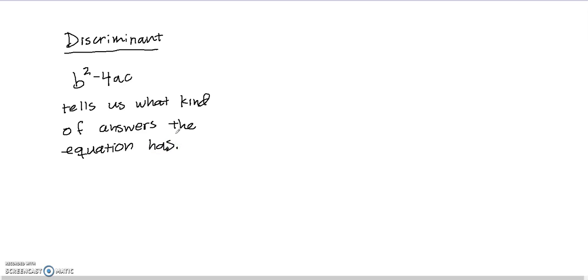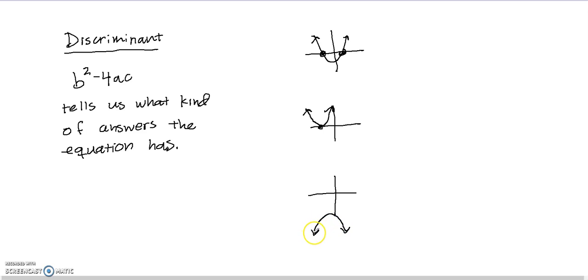The examples we've looked at so far have had 2 answers, but it's possible to have 3 different types. If you think about the graph of a quadratic, remember it's a parabola, and what can a parabola do? It can cross the x-axis in 2 places, like the ones we've seen so far. It can be tangent to the x-axis, so you could have a parabola that just touches the x-axis one time. Or the parabola can open upside down as well, maybe going completely below the x-axis and never touching. So there are three possibilities for the equation.